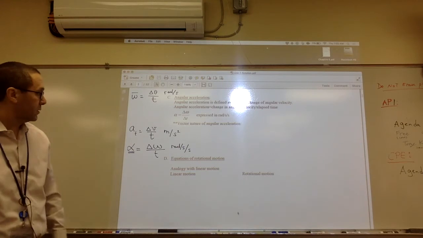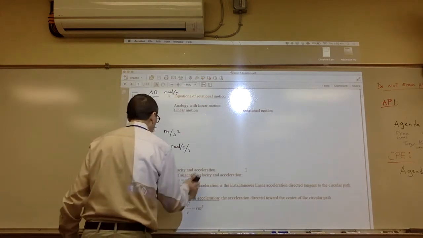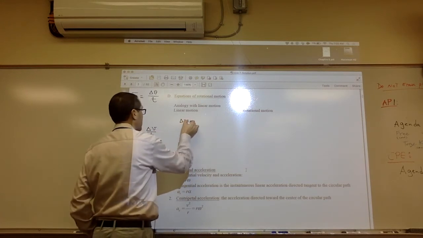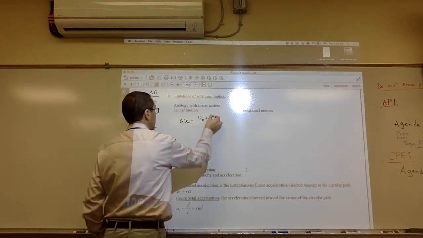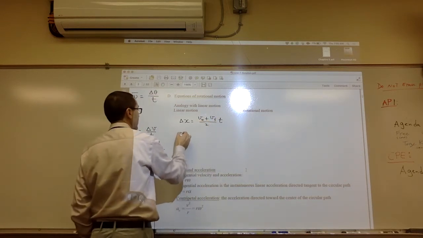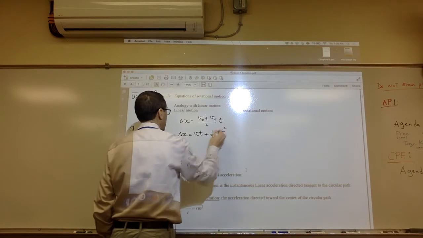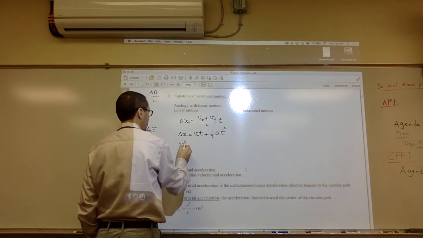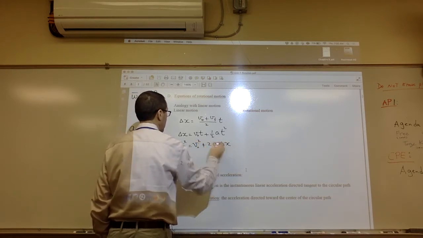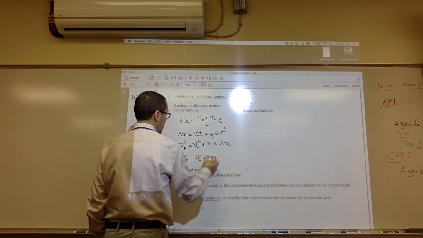Now let's look at the relationship between this stuff. If you look at your lavender sheet, you're going to see your linear stuff. I don't recall the order, but I think it was like this. Then the other one is x equals v-naught t plus 1/2 a t squared. Then we had v final squared equals v initial squared plus 2a delta x. And I'm missing one: v final equals v naught plus a t.